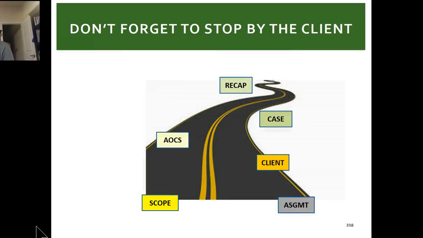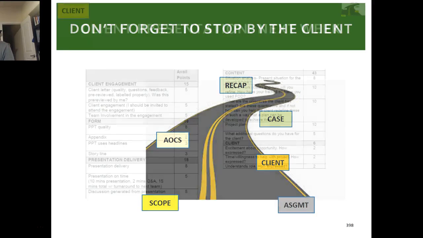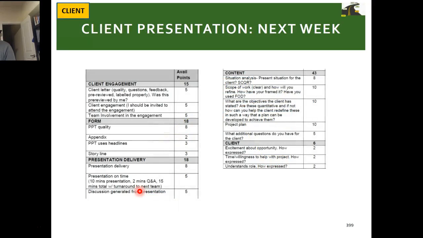So we've been on this journey and on a number of different things, but right now what we are looking at is the client and the scope of work, and this is what we're going to focus on a little bit today. I have the rubric that I've posted on PolyLearn, but I wanted to hit a few things.